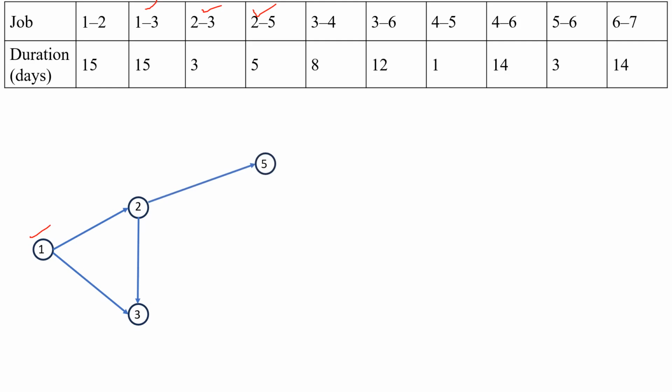Next we have to draw the activity 3 to 4. So this is the activity 3 to 4. Similarly, you have to draw another activity from 3, that is the activity 3 to 6. So this is the activity 3 to 6. Next, you have to draw the activity 4 to 5. Already event 4 is there, 5 is also there. Then I have to draw the activity from 4 to 5.